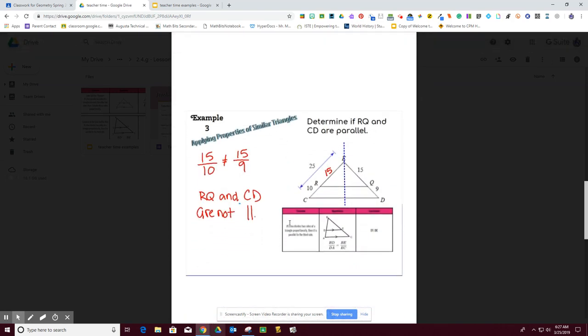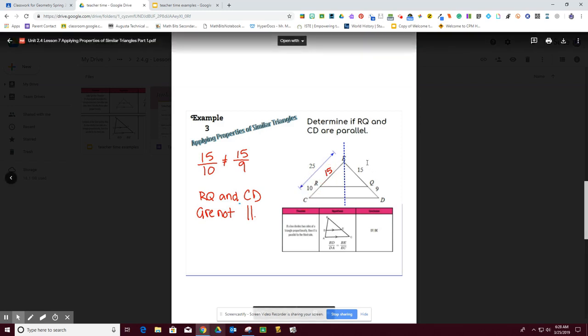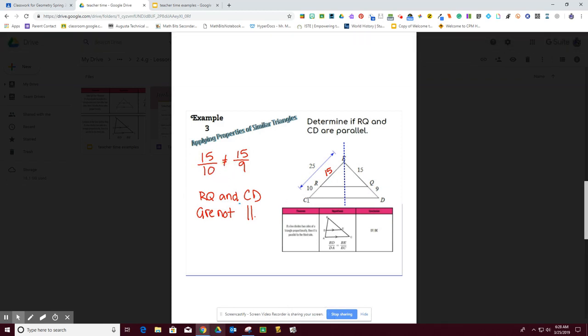In the next example, I'm going to go ahead and make my dotted line. 25 minus 10 gives me 15, so I know 15 over 10 equals 15 over 9. And I look at this proportion and I realize the proportion is not true. Therefore, these lines cannot be parallel.